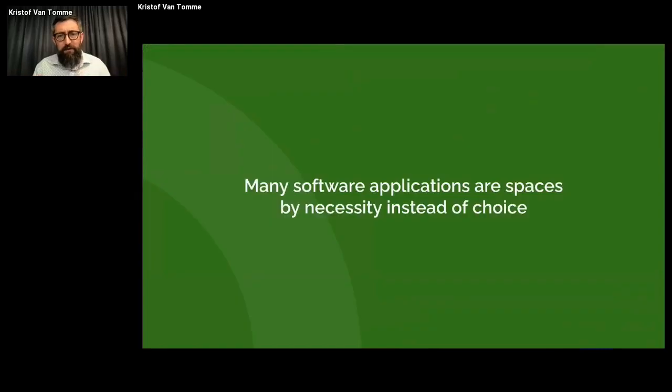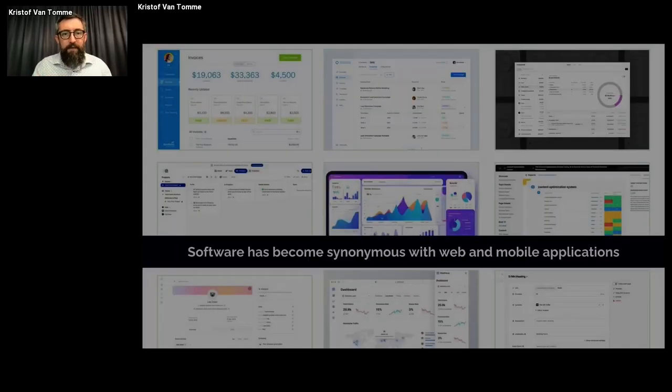This transformation has been going on for a while, but now there's a new transformation that's happening. Because a lot of these software applications that we've built in the past are spaces by necessity instead of choice. What do I mean with that?